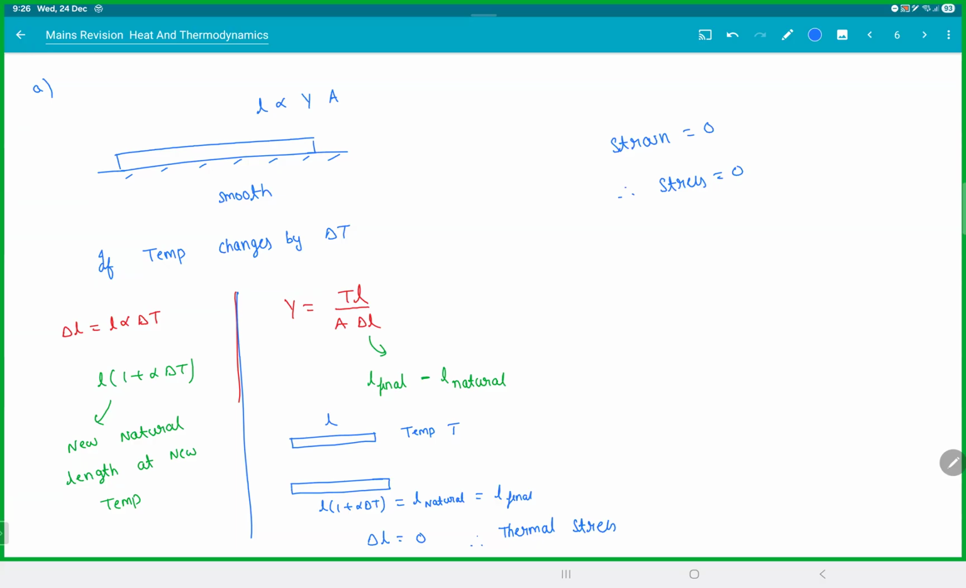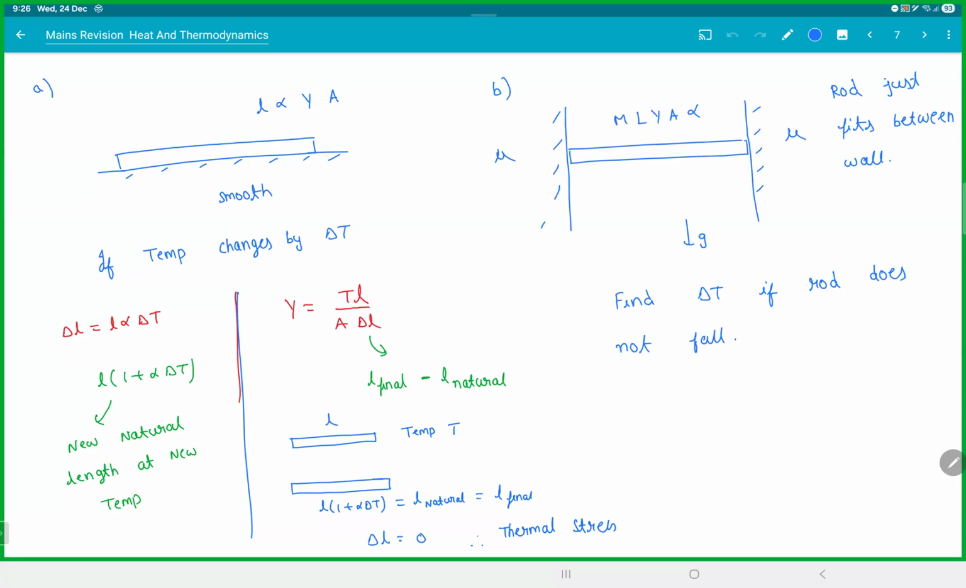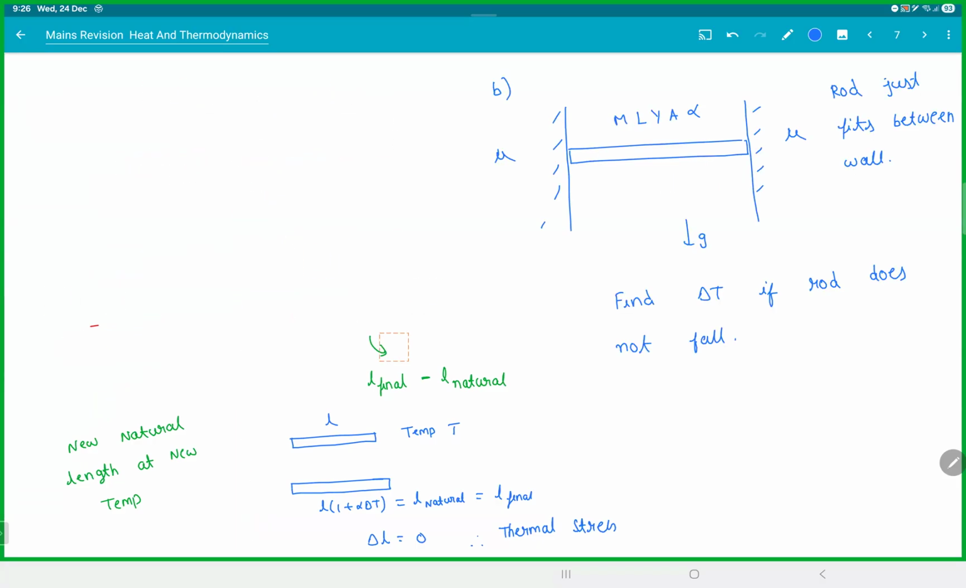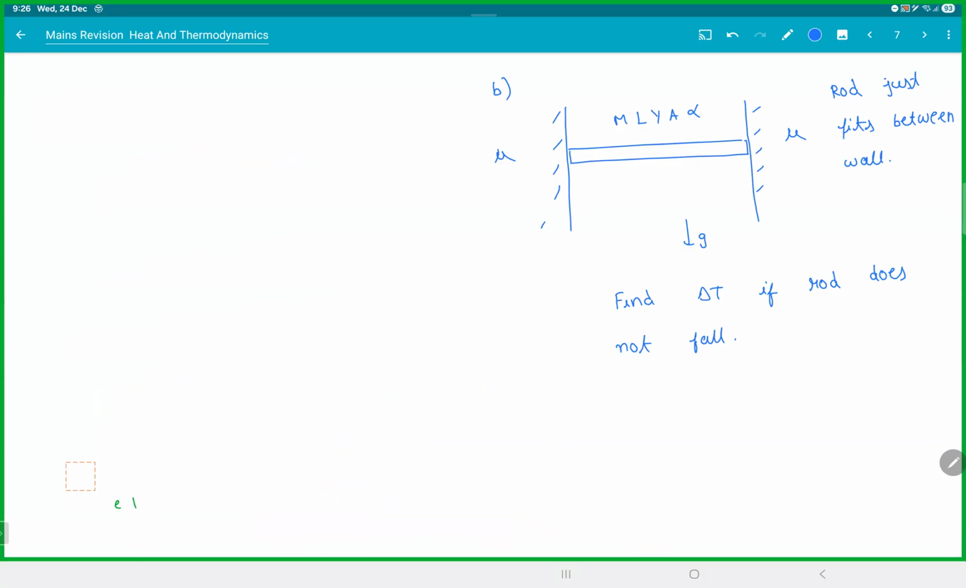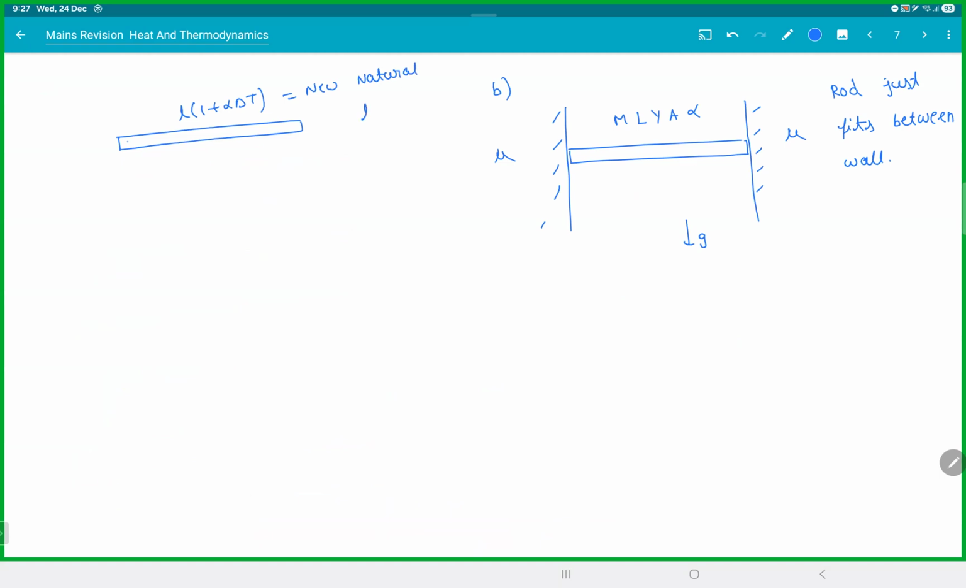Is that clear, everyone? Now see the second question. Now this will make sense. Now in this question, when you increase the temperature, this rod would have become L into 1 plus alpha delta T. This is the new natural length when you increase the temperature. But because of the walls, you couldn't expand. Due to the walls, the length remains L only.